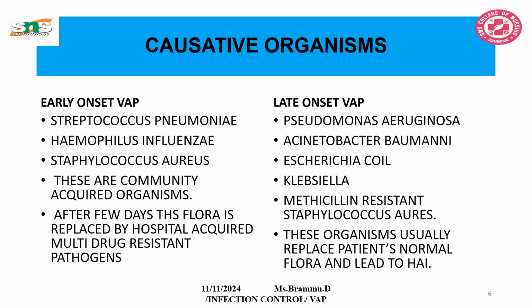The common causative organisms are divided into early and late onset. The early onset of VAP would be due to Streptococcus pneumoniae, Haemophilus influenzae, or Staphylococcus, because these are all community acquired organisms. And the late onset might be Pseudomonas, Acinetobacter baumannii, E. coli, Klebsiella, methicillin resistant Staphylococcus aureus, because these usually replace the patient's normal flora, and that is leading to hospital acquired infection.